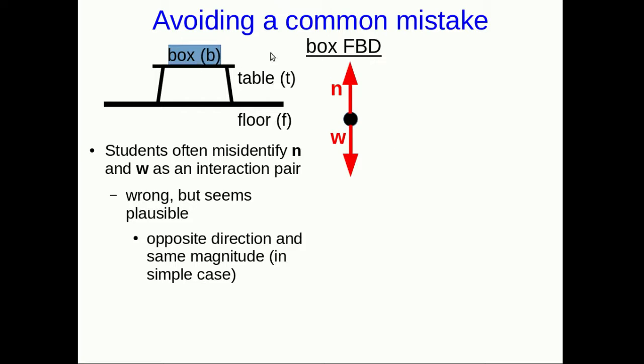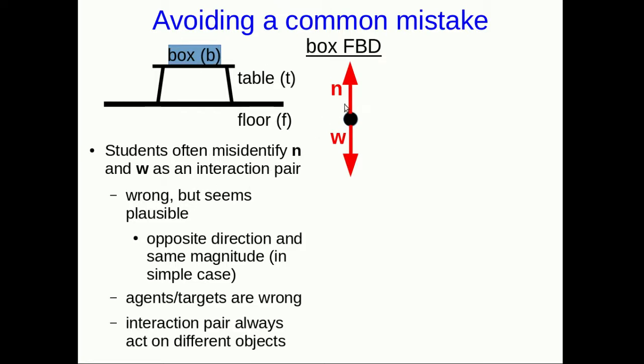All you have to do is put the box on a slope, and all of a sudden the normal isn't in the opposite direction to the weight. But the real problem here is that the agents and targets are wrong. Remember that in an interaction pair, the agent and the target are just reversed between the two forces, but that's not going on here. These are both forces acting on the box, and they're by different agents. An interaction pair will always act on different objects because the target of one is the agent of the other.